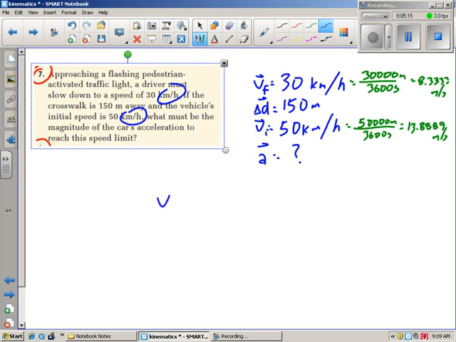Okay, let's take a look at that. Vf squared is equal to Vi squared plus 2a times delta d. We're solving for a. So let's rearrange to solve for a. Let's get rid of what's not attached first. What's not attached? Vi squared. So let's take the Vi squared over by subtracting.